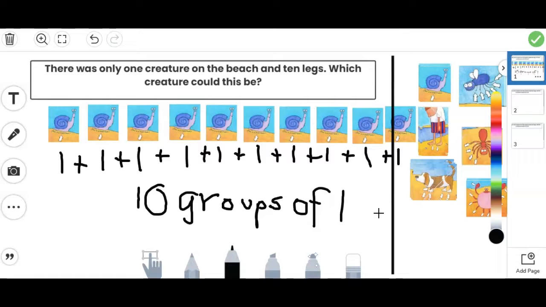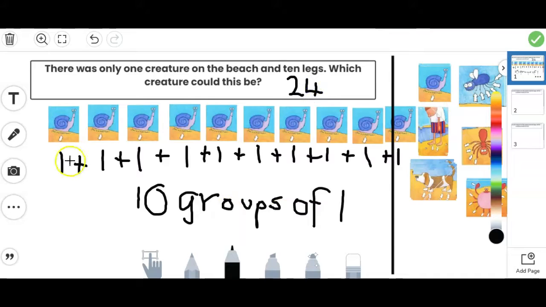So today your task is to click add response. And I am going to give you the same thing. There is only one creature on the beach. There's only one type of creature, but I'm going to give you a different amount of legs. And I would like you to find all the different groups that you can make to find that number. Your number will be 24.